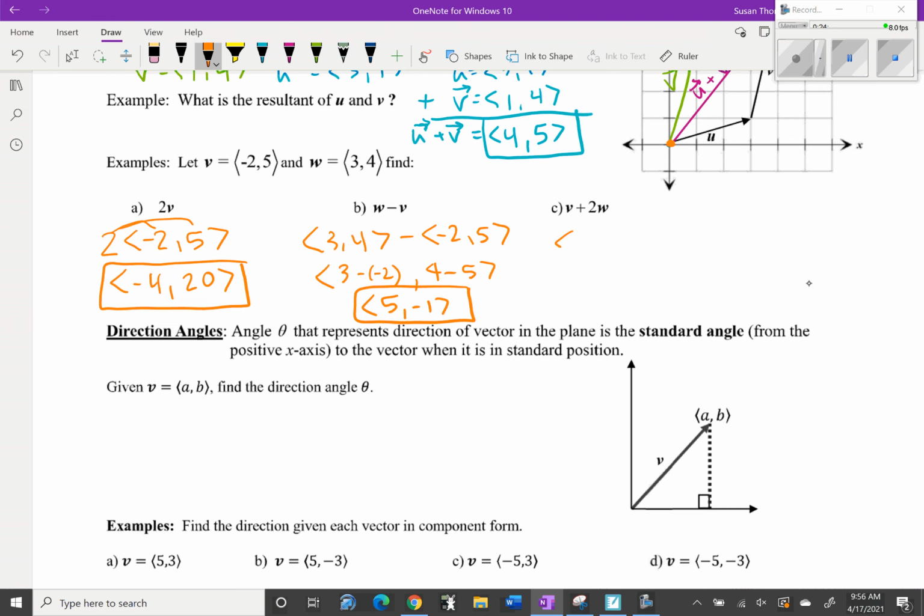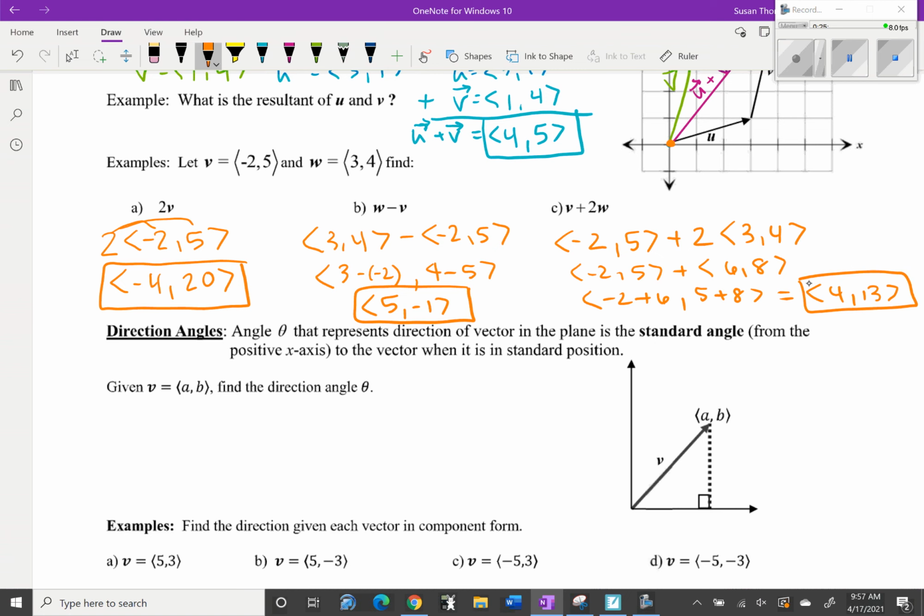And vector v, which is -2, 5, plus 2 times vector w, which is 3, 4. So this would be -2, 5, plus 6, 8. So we have -2 plus 6, comma 5 plus 8, which is equal to 4, comma 13. So that would be our solution.